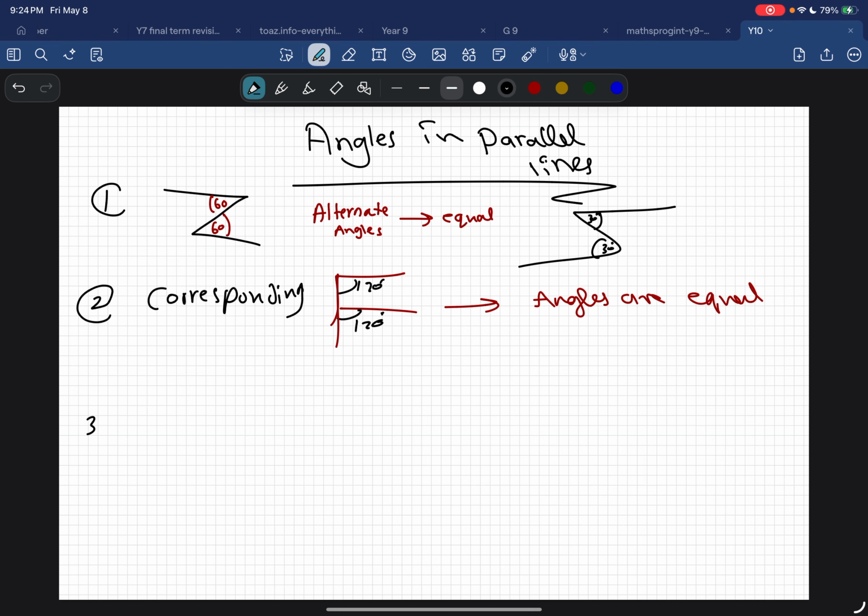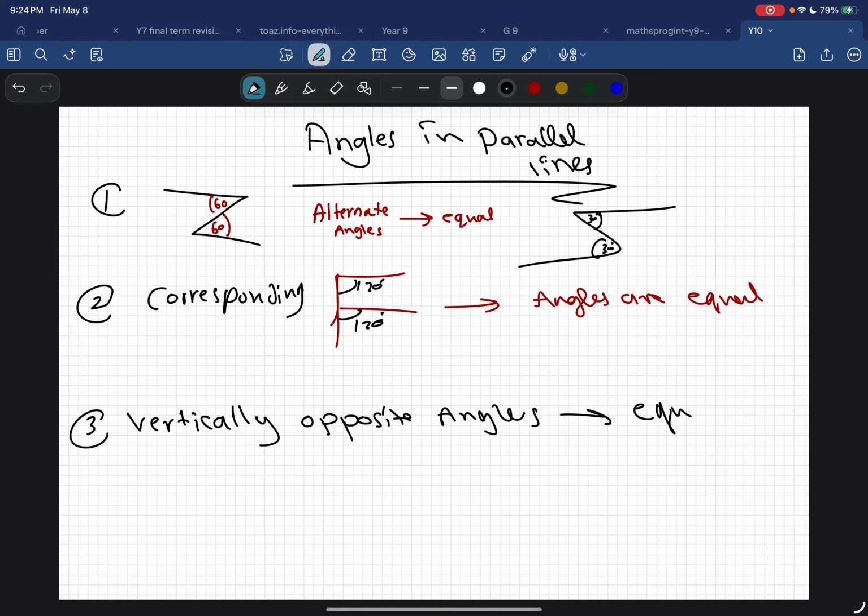The third one is vertically opposite angles. Vertically opposite angles are equal angles. Let me show you what I'm saying. If this is, let's say, 85, this will be also 85 because they are opposite to each other and they are equal.